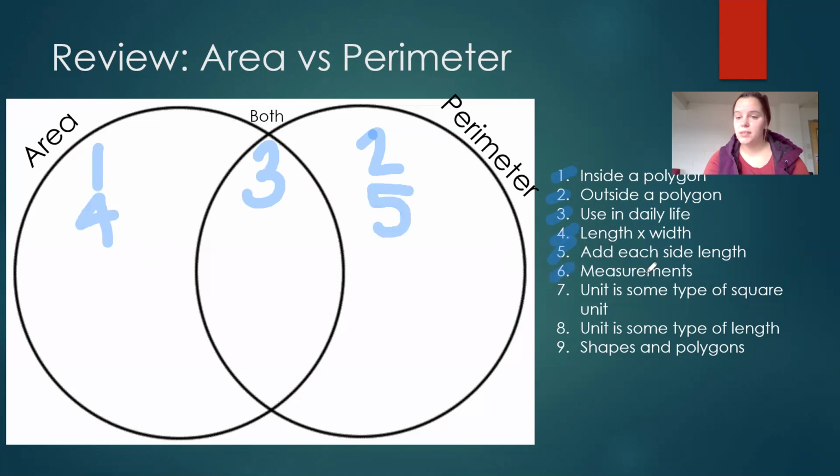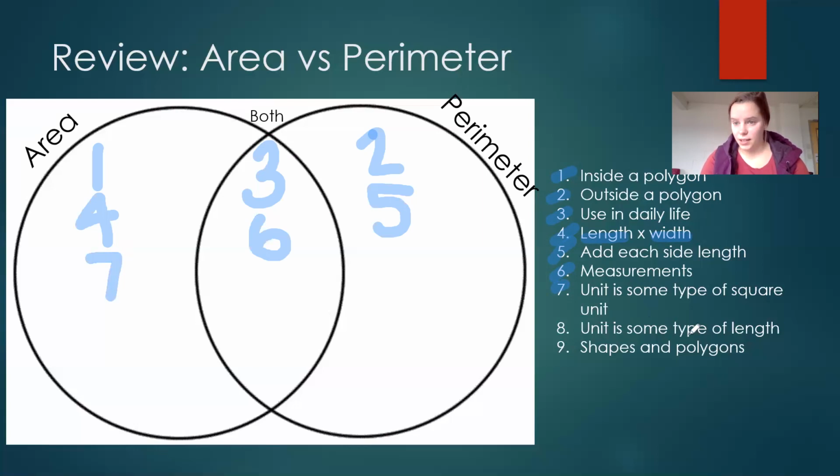Six is measurements. Which category does this describe? Well, it describes both. I'm going to put it in the middle. Both are measurements. One is of the outside and one's of the inside. The unit is some type of square unit. Now this one is a little bit trickier, but we talked about this already. So if length times width is how you find the area, the blank unit times blank unit equals unit squared, because you're multiplying this unit by this unit, so it's going to square the unit. I'm going to cross that off and put that over here.